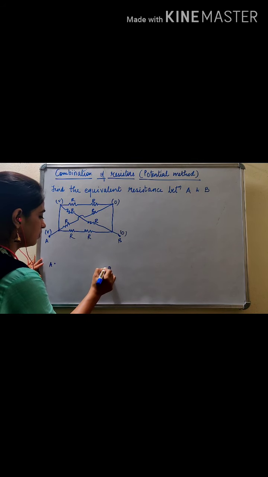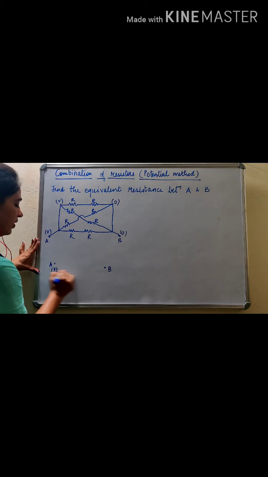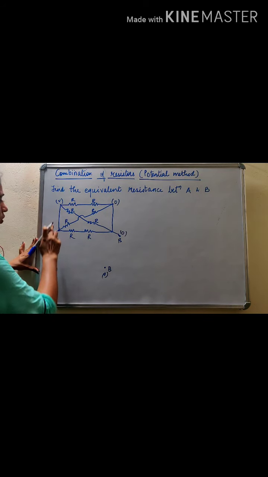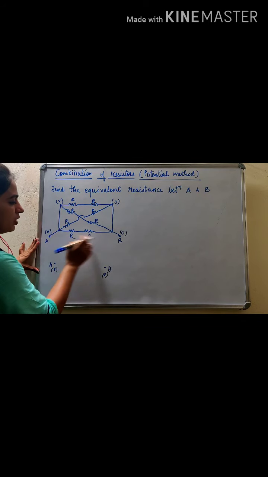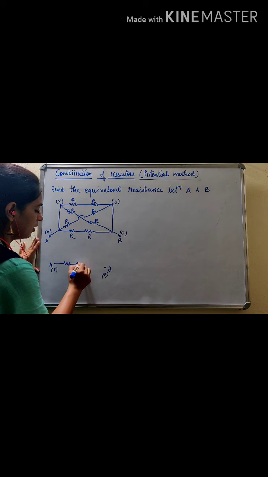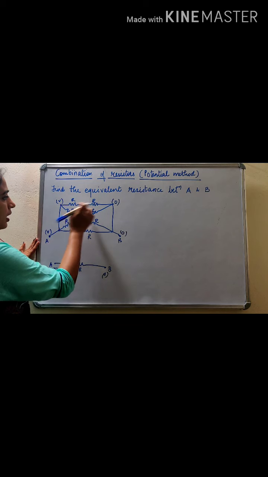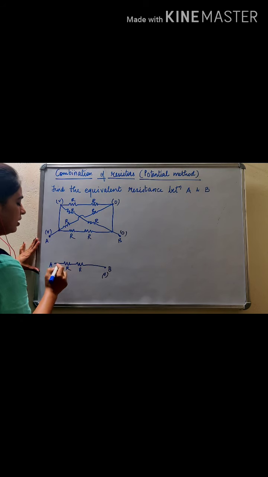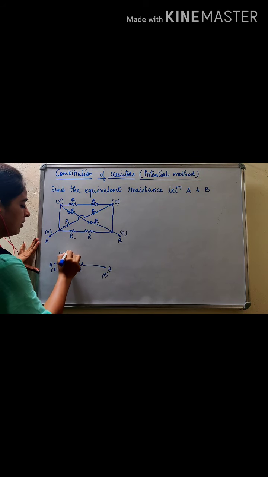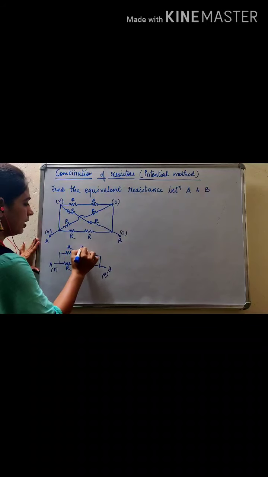Okay, this is point A and this is point B. So here we have V potential, here we have 0. So between V and 0, we have these two resistances in between V and 0. So we can draw 1 and 2, R and R. Okay, what about these two resistors? They are also between V and 0. So we can draw them in parallel like this, V and 0, R and R.